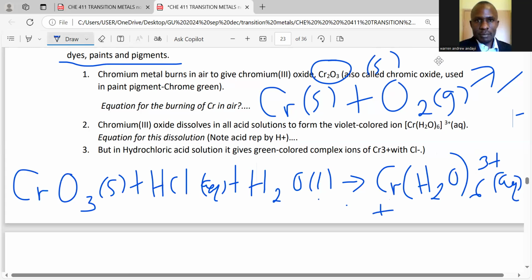What is the other product? The other product is your chloride ions aqueous. There's no hydrogen in this case. So once you do that, it's up to you to balance the equations. How many chlorides shall we need? We need 3 chlorides. Why? To neutralize the positive 3 that is on the hydrated ion. When I say hydrated ion, I mean the hydrated chromium ion, which is this one here.